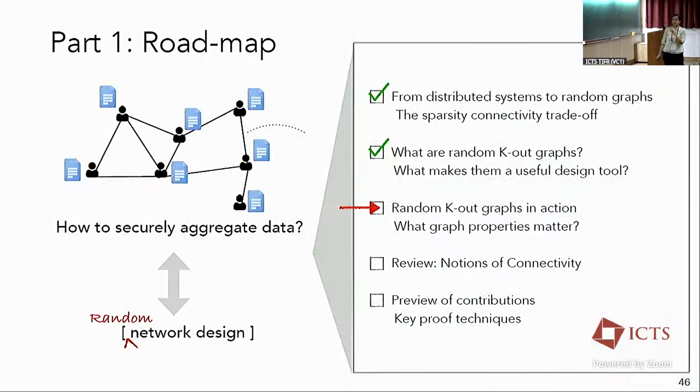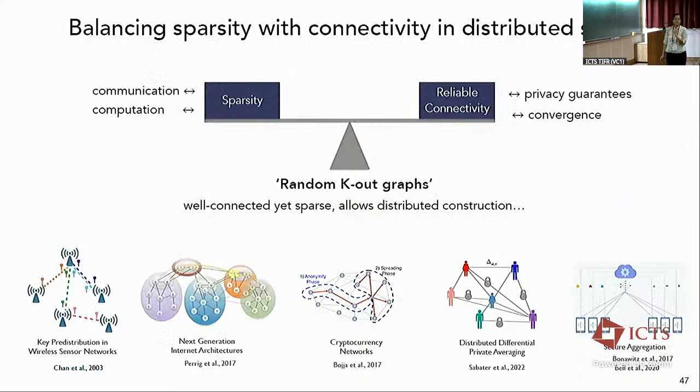So now I'm going to switch. I've introduced the broad motivation. I've introduced the specific random graph model. Now I will make a little bit of a more concrete connection between, in those contexts, some properties that would matter.